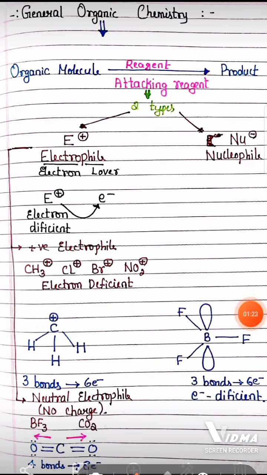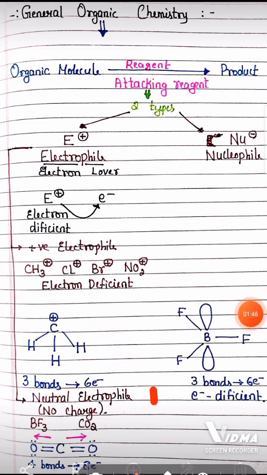Let us see why CH3 plus is considered a positive electrophile. Now in CH3, the carbon atom is surrounded by 3 bonds with hydrogen. 3 bonds is equal to 6 electrons. Now to become stable, 8 electrons must follow the octet rule for the carbon atom, as it is 2 electrons short, that's why it is a positive electrophile.